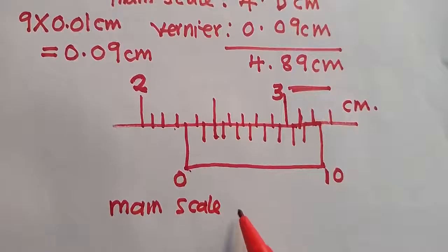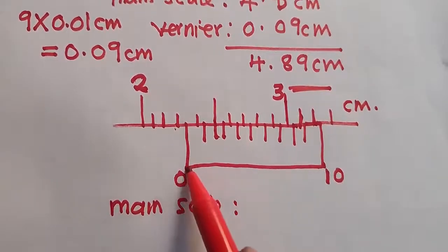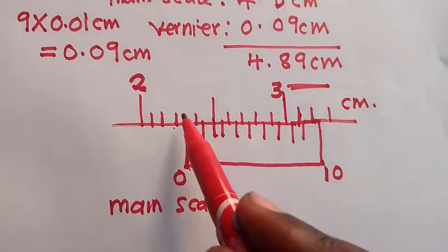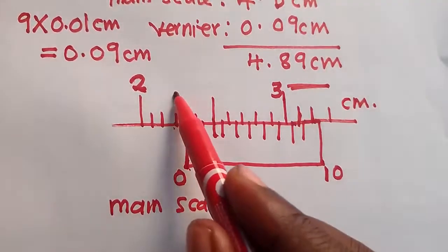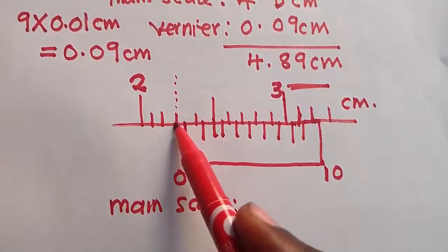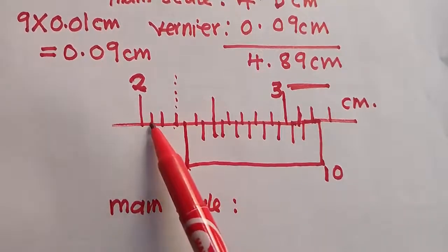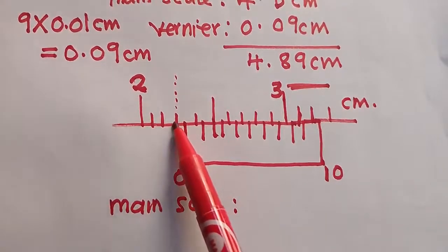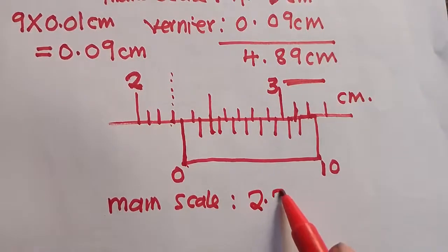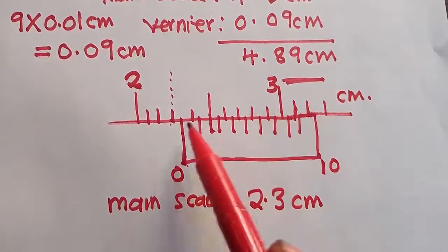What is the reading on the main scale? On the main scale, your concentration 0. Where is the 0? Here. So the concentration will be on this line, the first one here. So what is the reading here? I'm able to see a 2. So 2.1, 2.2, 2.3. So it is 2.3 centimeters.